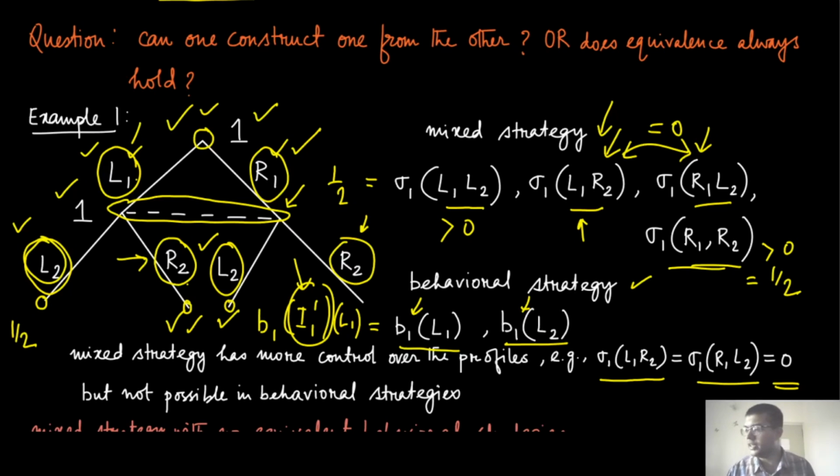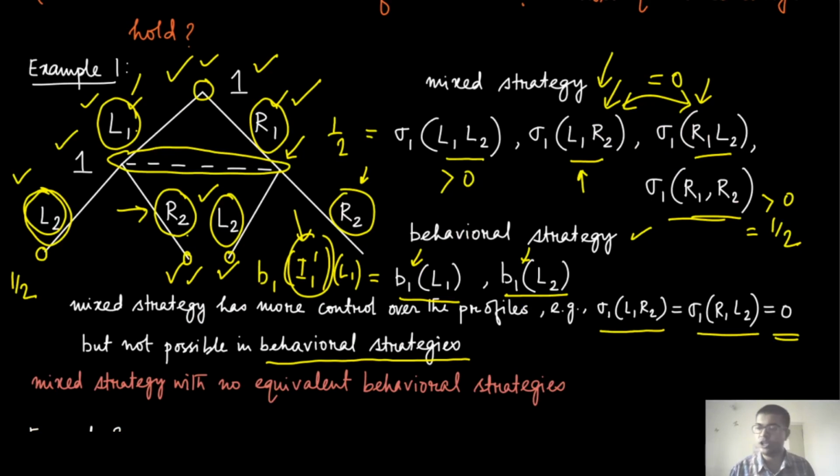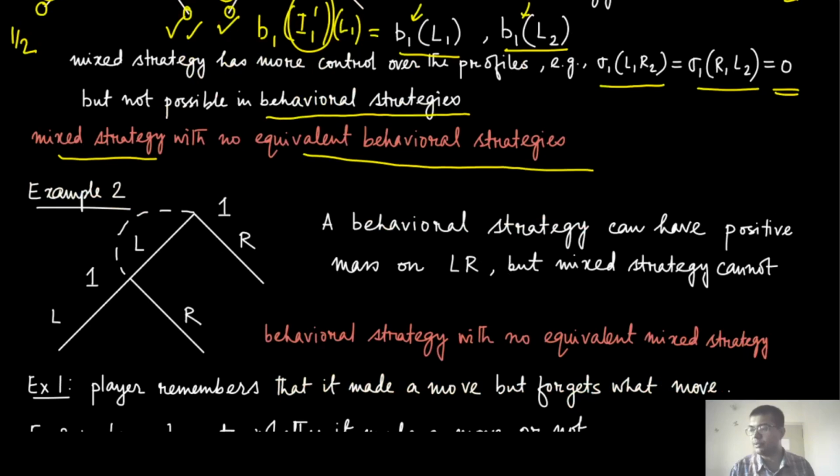So very clearly, you won't be able to find any behavioral strategy which is equivalent to this mixed strategy for player 1. So this is one example. This is an example where you have a mixed strategy which has no equivalent behavioral strategies. Now let us look at the second example.